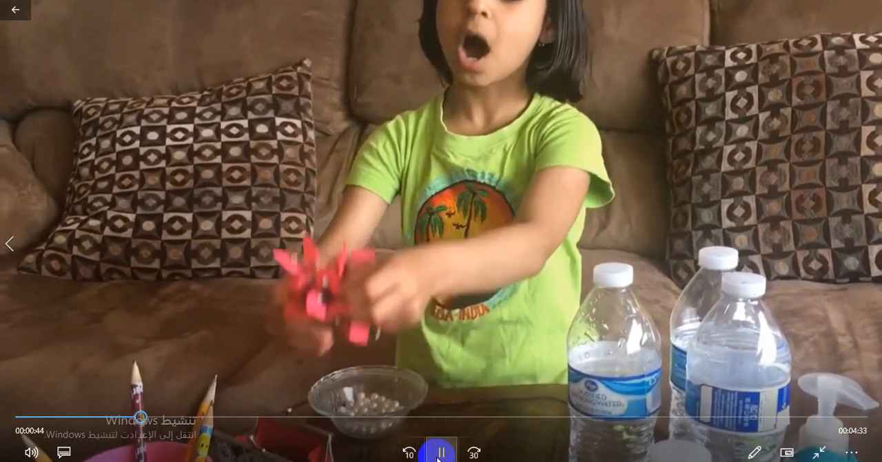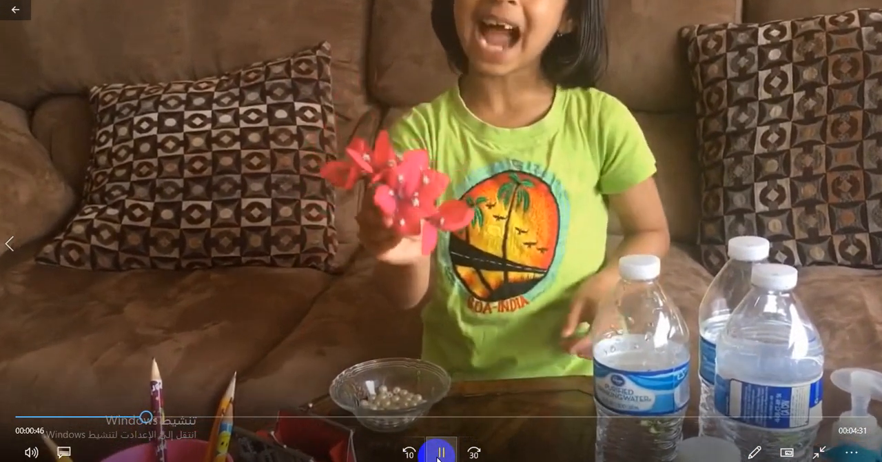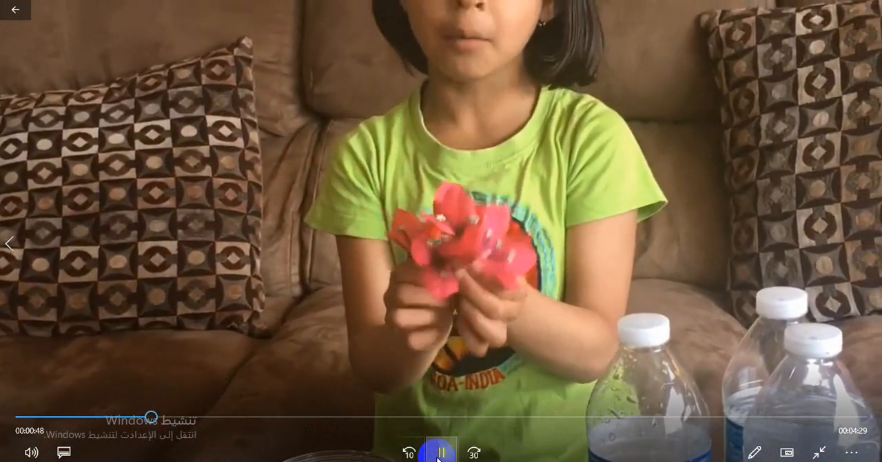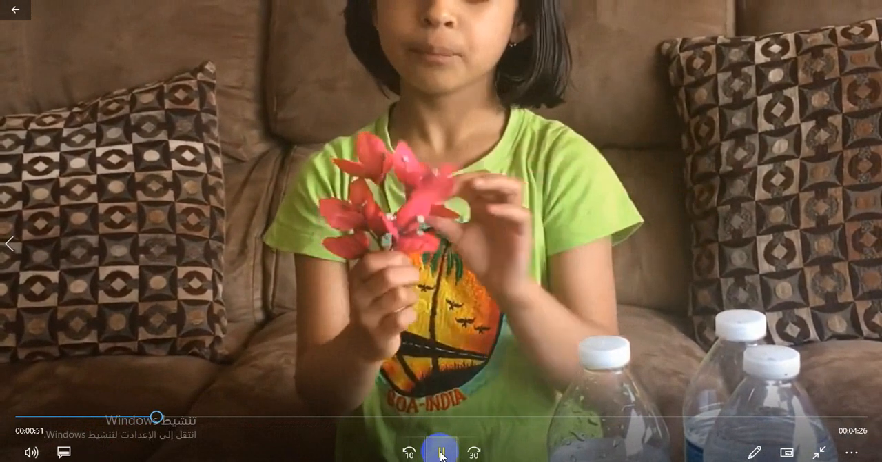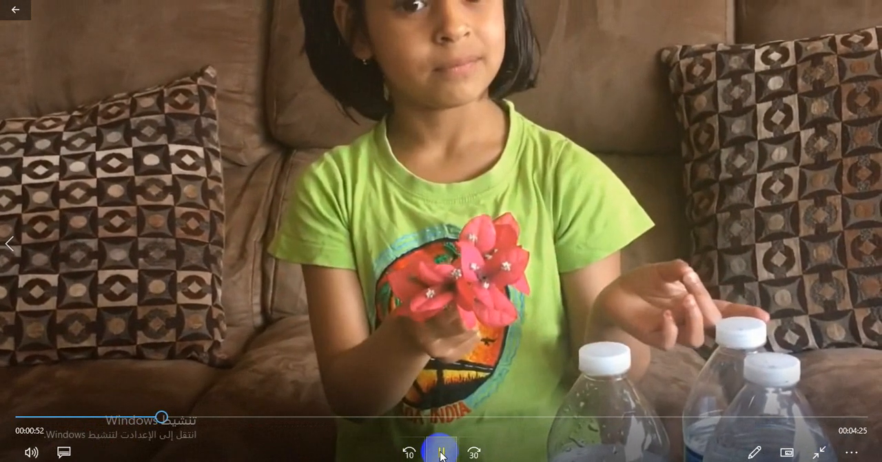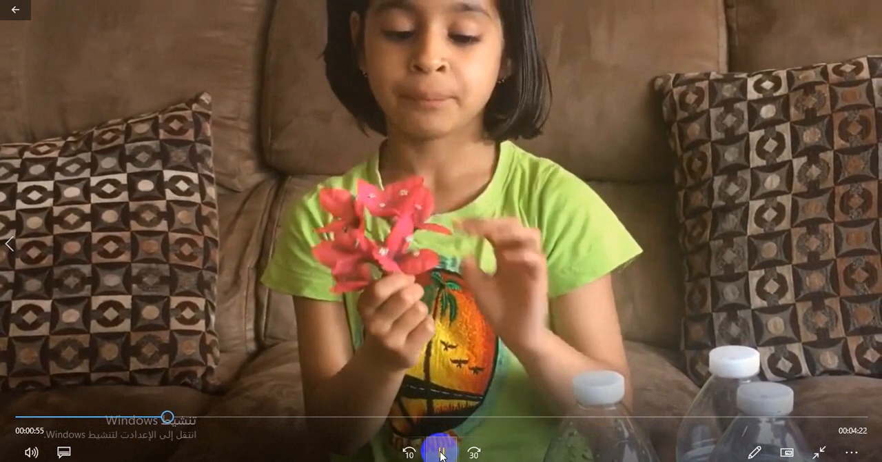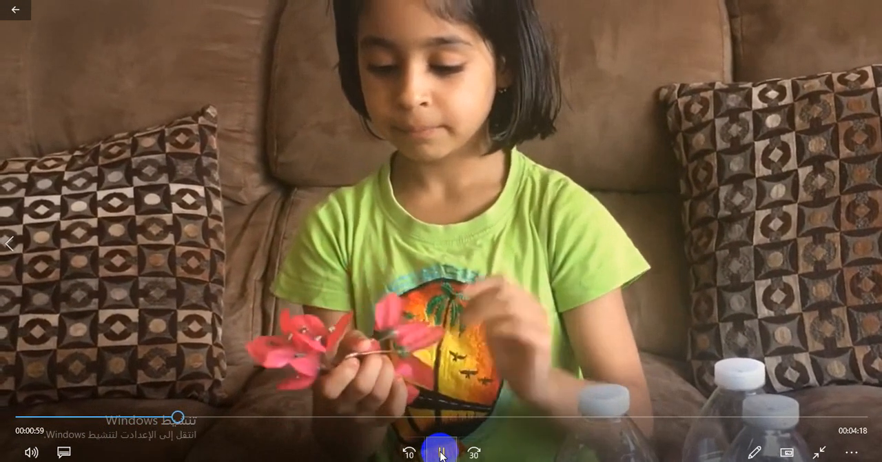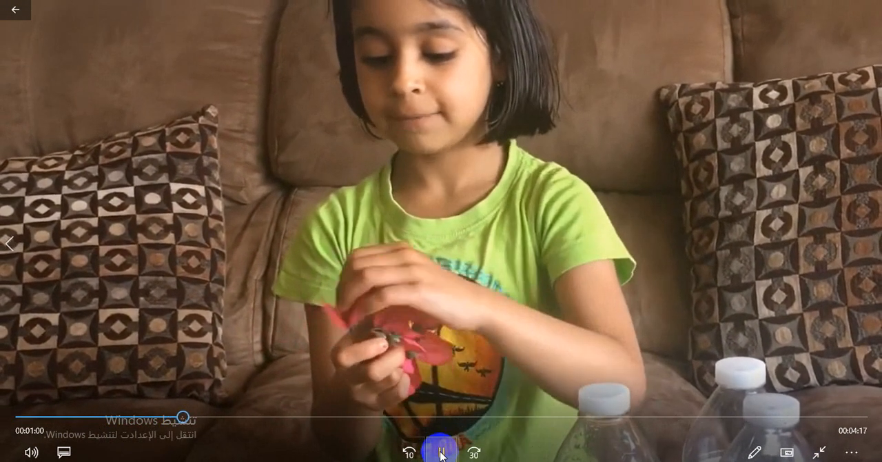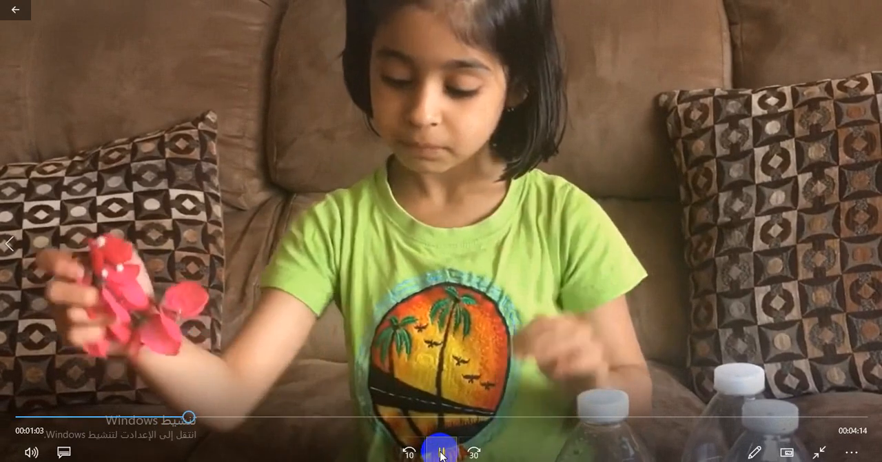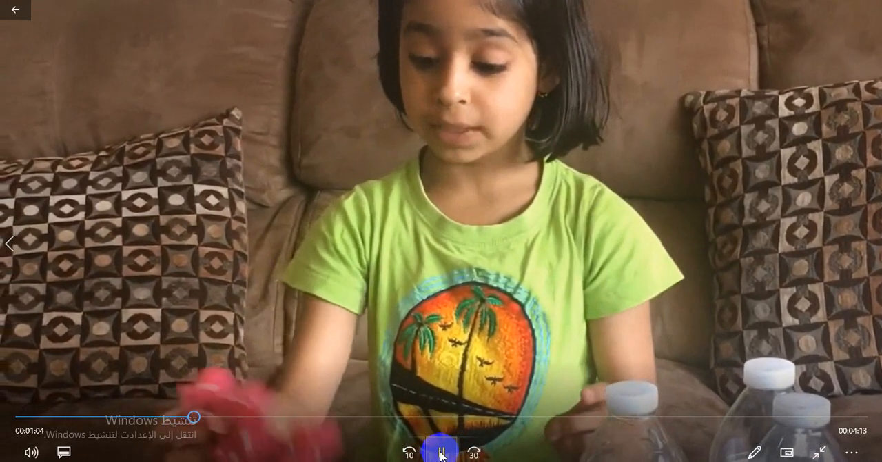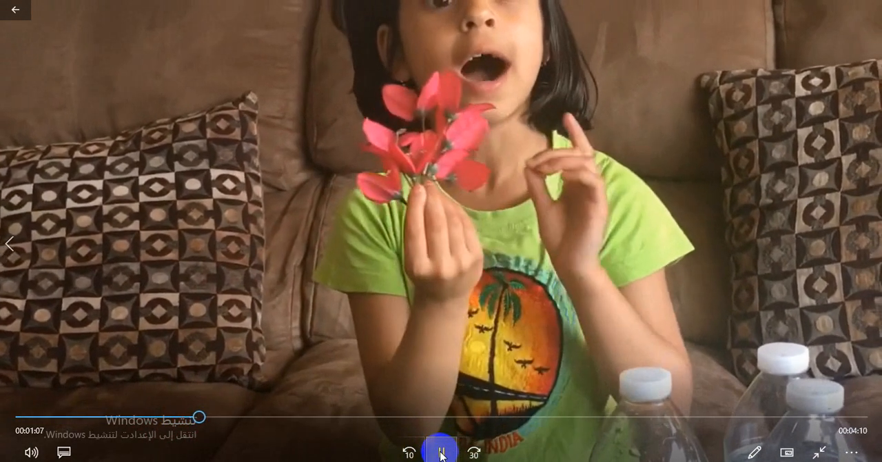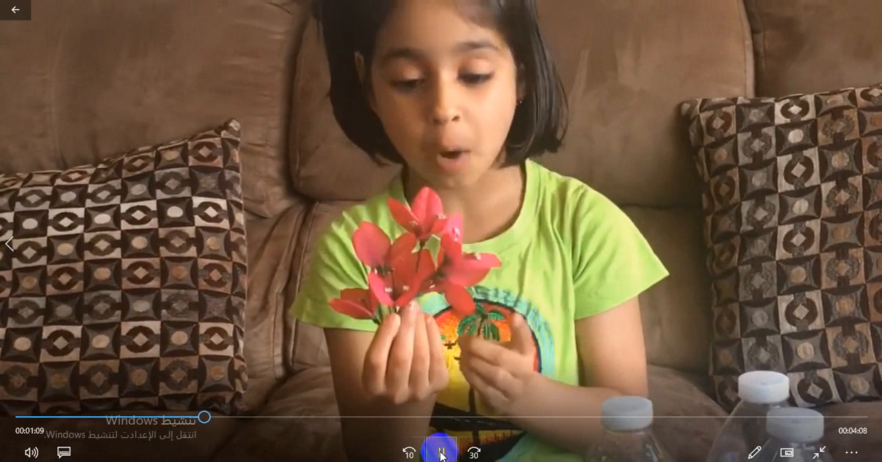Let's move on to the other few. Flowers. A few flowers. So, can we count these? Yes, we can. 1, 2, 3, 4, and 5. So, we can count these too. These are a few flowers.